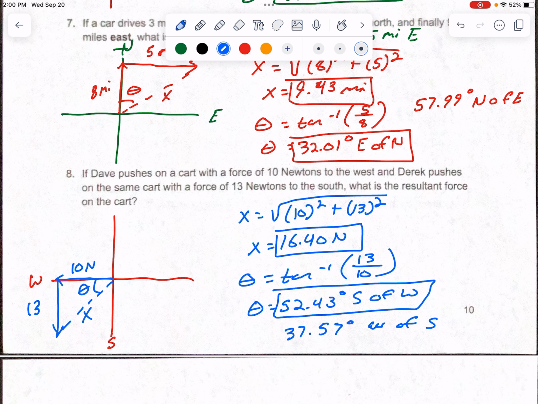Now what we're going to do in the upcoming pages is learn how to break down the hypotenuse and the angle back into individual components. But that'll be for the next video.